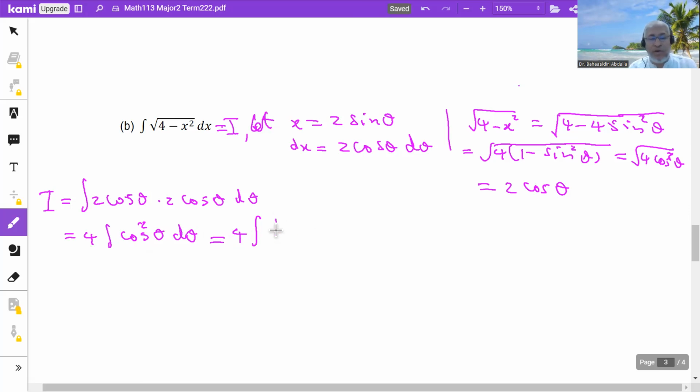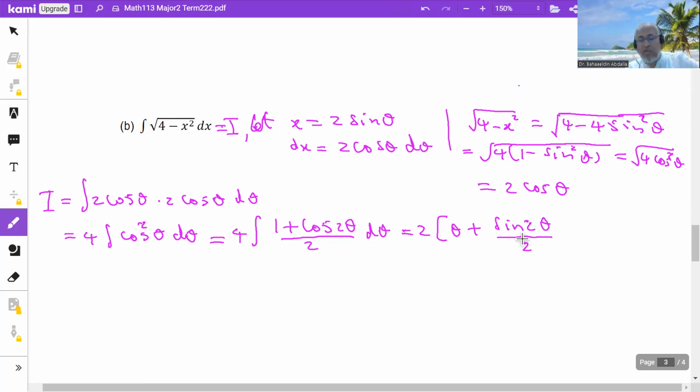We know that cosine squared is 1 plus cosine 2 theta over 2, and if it is sine squared, we have the rule 1 minus cosine 2 theta over 2. Now I can take this 2 also outside, so 4 divided by 2 is 2, and now the integral of 1 is theta, and the integral of cosine 2 theta is sine 2 theta over 2, because we have 2 theta, so we divide by 2. That's it, plus c.